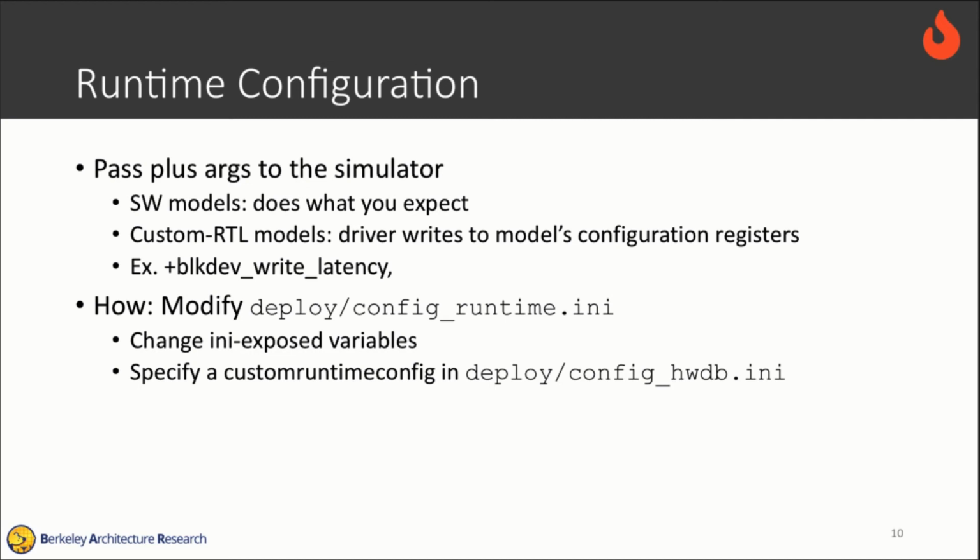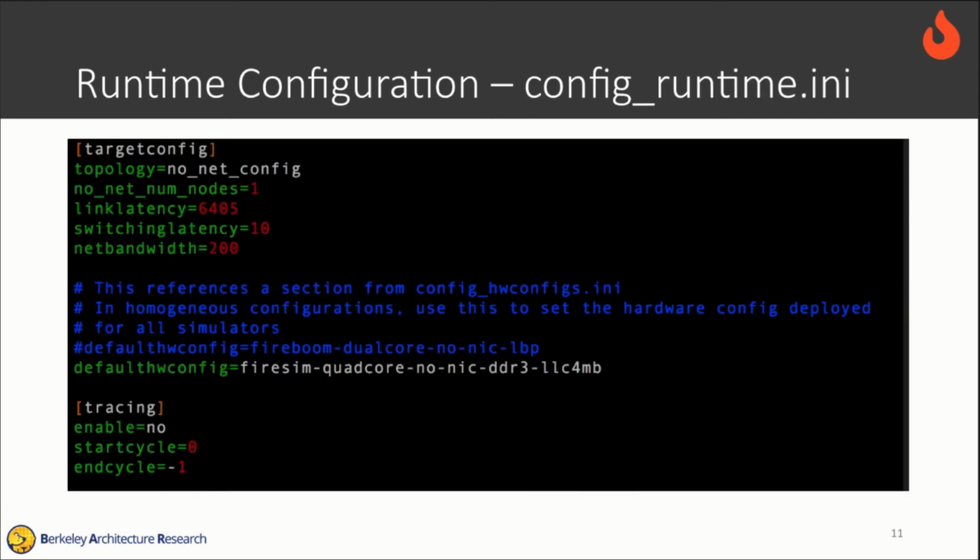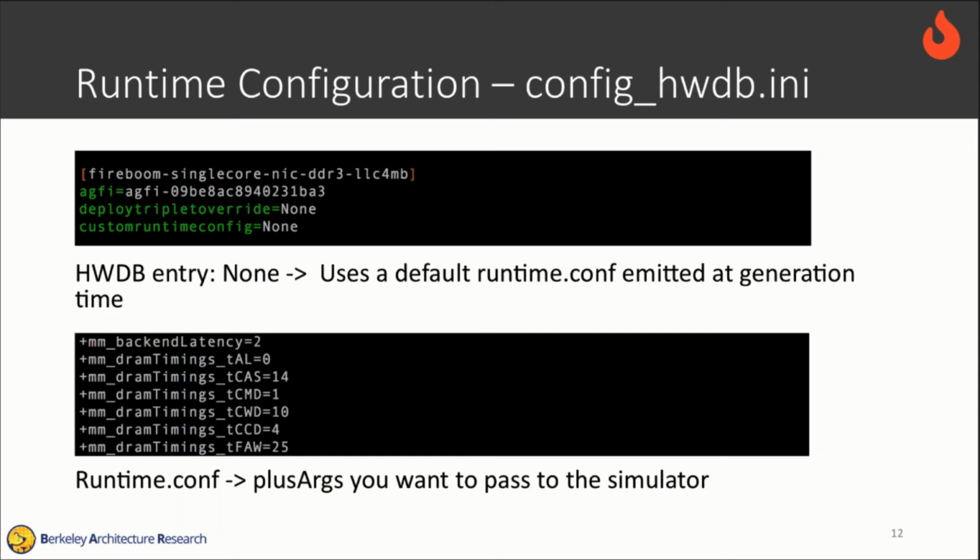And so this can be affected by changing that config underscore runtime INI that Sagar brought up. They can also specify custom runtime config, which I'll get into in a bit. So this is sort of like only a subsection of that INI file that Sagar showed. But essentially, these things are configuring the target in some way. They're just exposed in the INI. So you can change the link latency, for instance, of a networked target. And obviously, you can pick a different default hardware config by changing a string to point at a different AGFI. Yeah, and that's this right here.